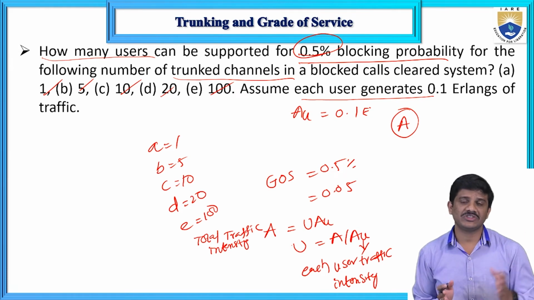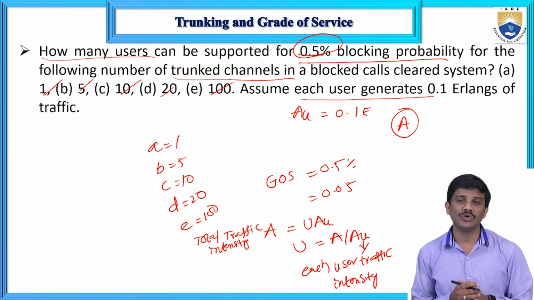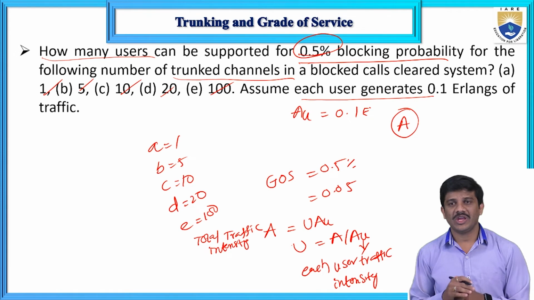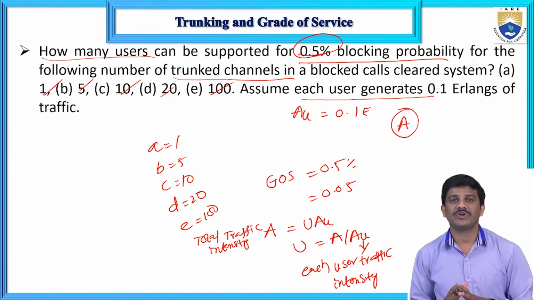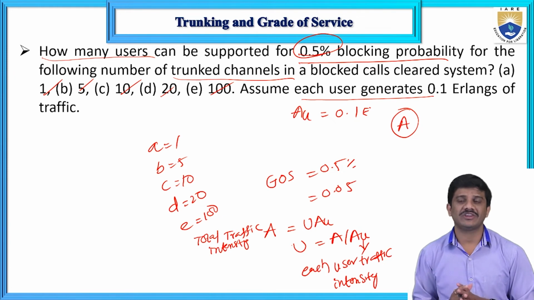Actually, in the previous slide we know it. What is A? What is the total traffic intensity? A equal to U into AU. Then we can write U equal to A by AU, that is, the total number of users equal to the total traffic intensity divided by each user's traffic intensity. Then we can find out the number of users.